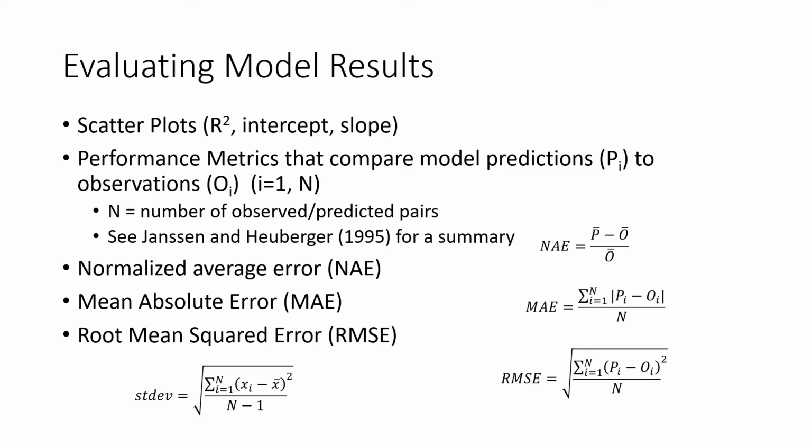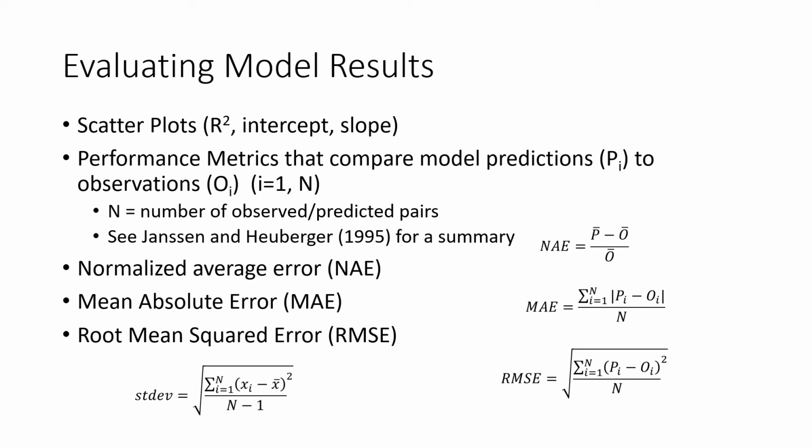The normalized average error, or NAE, is the mean of the predicted values minus the mean of all the observations, divided by the mean of all the observations. So in this case, in a spreadsheet, you'd have to compute one value, the mean of P, one value, the mean of observations, and use those three values in this simple ratio.